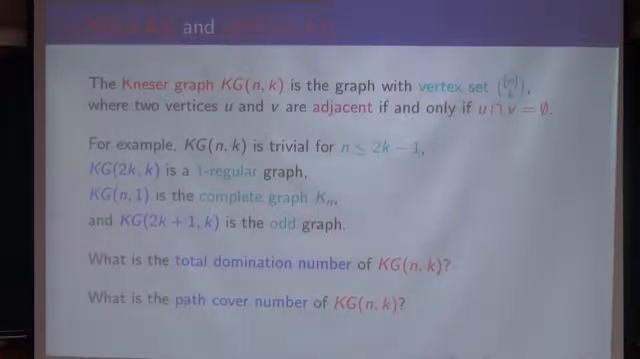By Hamiltonian, you mean there's a Hamiltonian path or? Hamiltonian cycle, sorry. Cycle? Yeah. The graph is Hamiltonian means that there is a Hamiltonian cycle. Hamiltonian cycle means a spanning cycle, okay, a cycle including all the vertices.